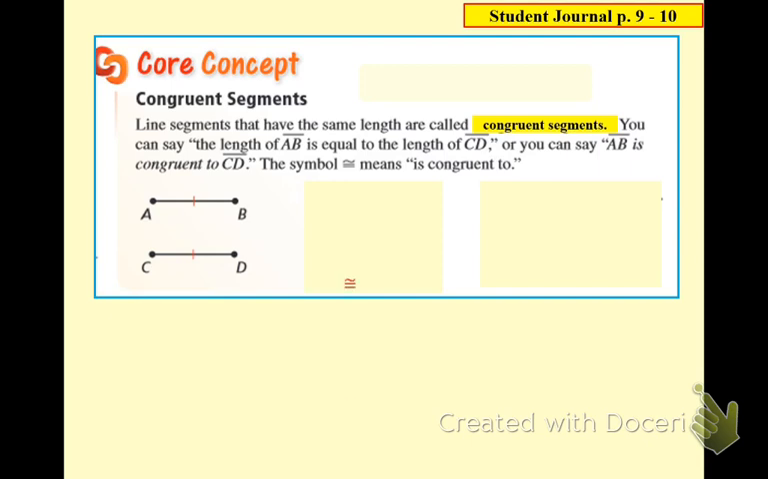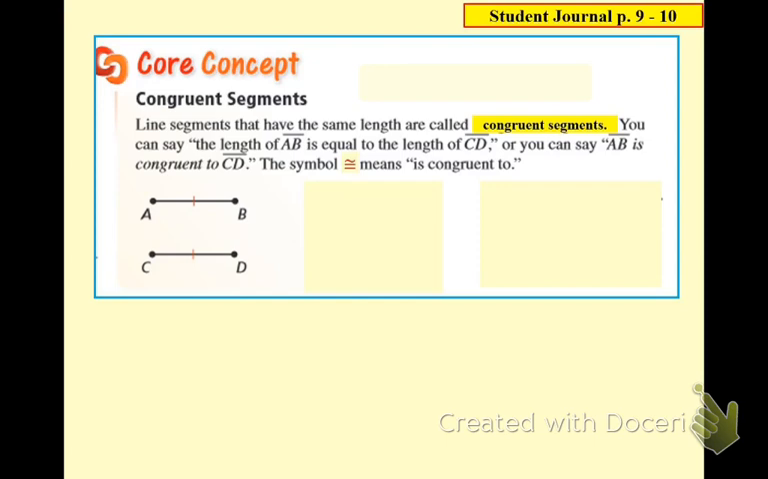All right, and then there's a symbol. If you see it just popped up, it's like a squiggle with an equal sign. You will see that forever and ever, well, maybe not forever, but a long time you'll see it. Okay, and it means is congruent to.